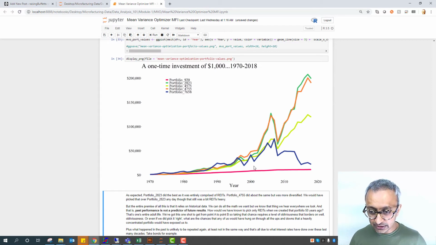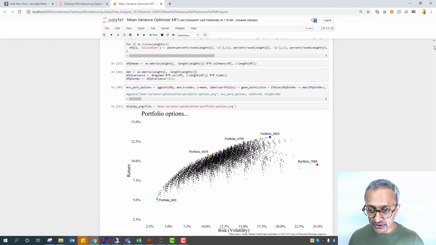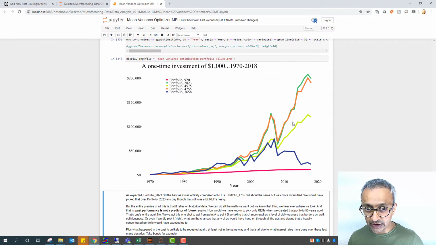So what is the point? And of course, the REITs are the best. Where is the REIT one? I think the REIT is 2823. Let's look at 2823. Yes. So this is the one which is in REITs. But you don't have to actually look at the REIT. This 4755, which one is the next best portfolio after REITs? Is that the orange 4755?